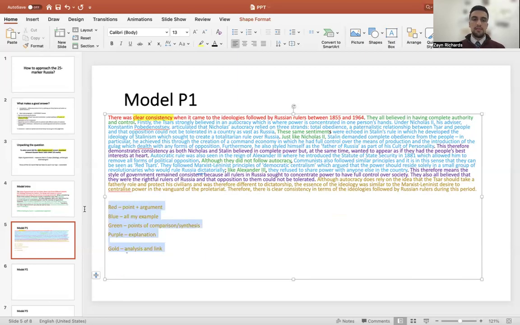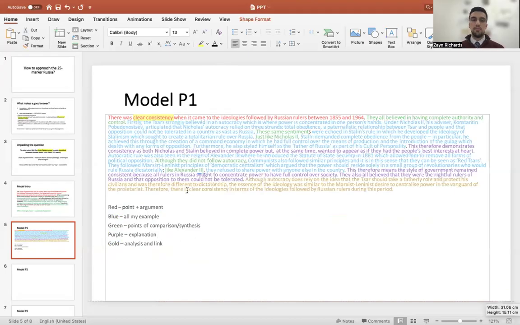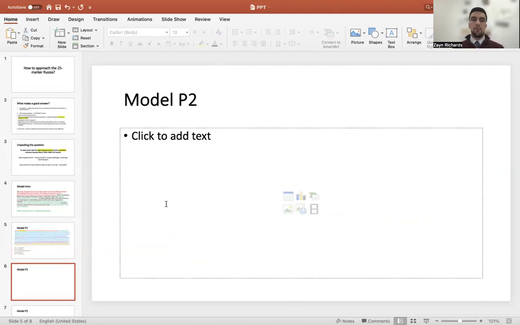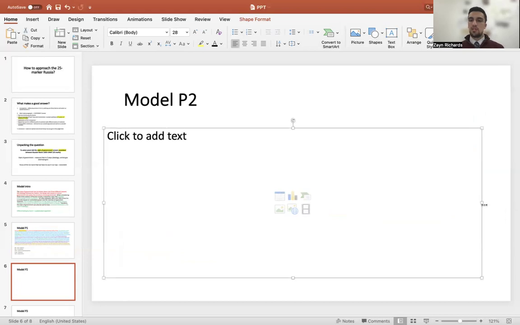Okay, so I'm not going to do that for each paragraph. I'm only going to highlight my points of synthesis and my analysis on the future ones. But that's basically what the paragraphs look like broken down. Okay, right, we're now on to paragraph 2. This time I'm going to go into central government. So I'm now changing my argument.